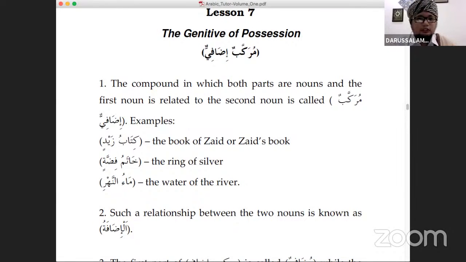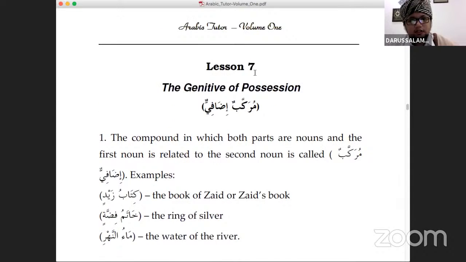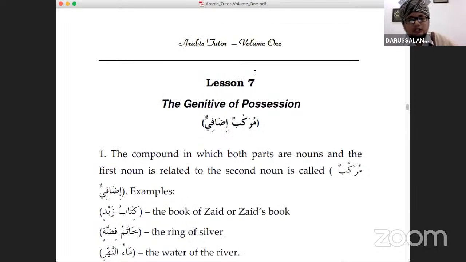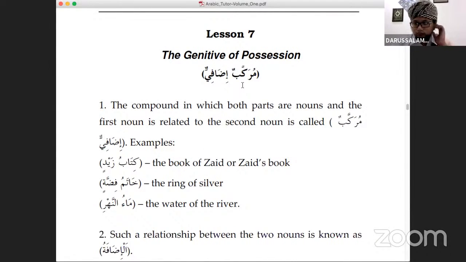We'll continue today with our lessons in the book Arabic Tutor. We're on page 77. Okay? Arabic Tutor Volume 1, page 77, Lesson 7. Murakkab idafi.